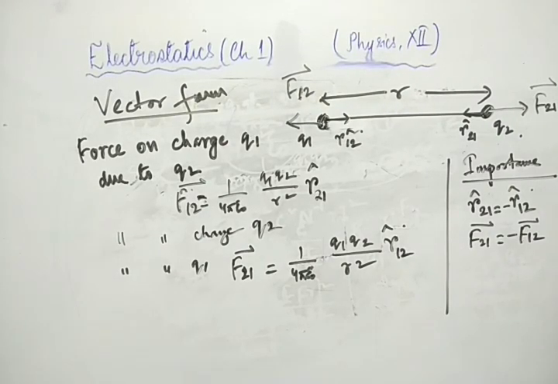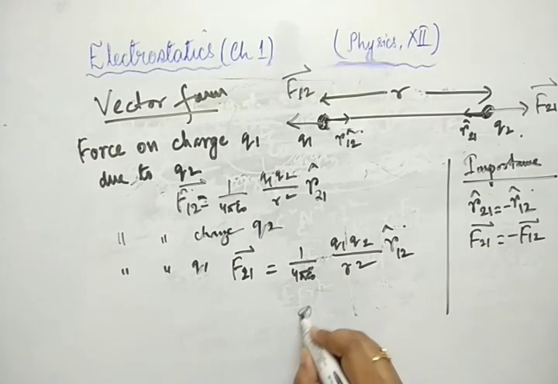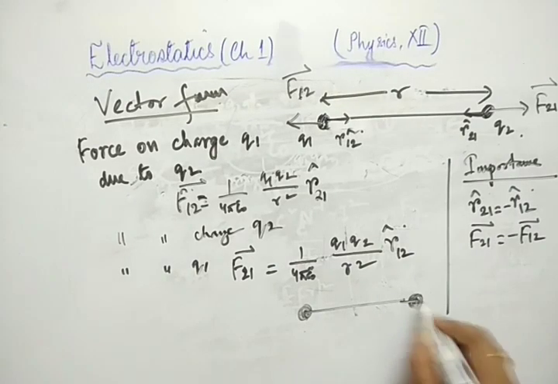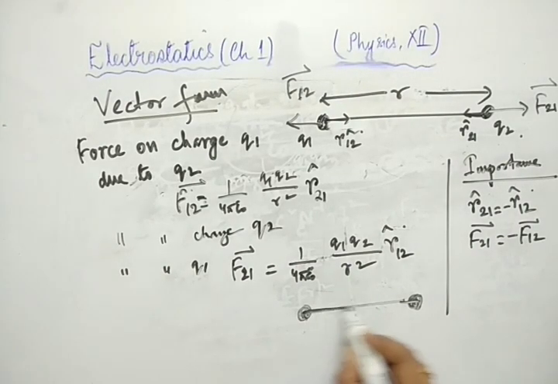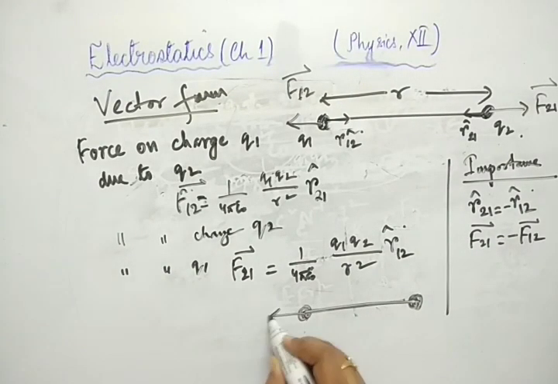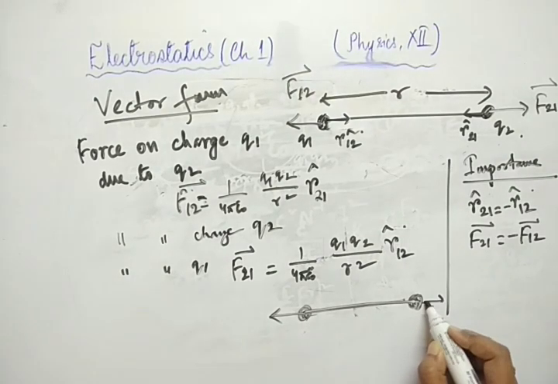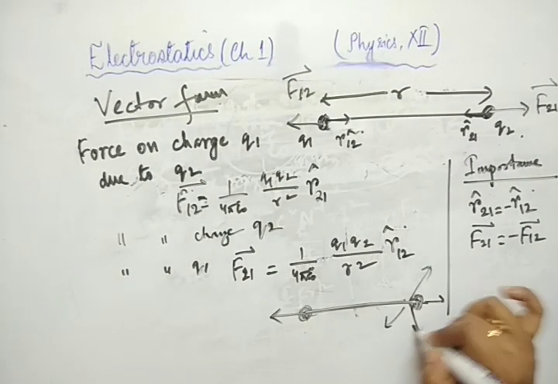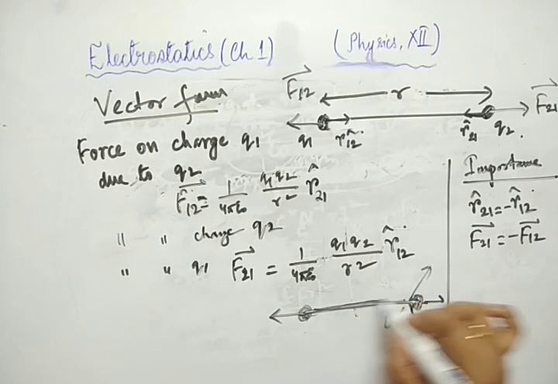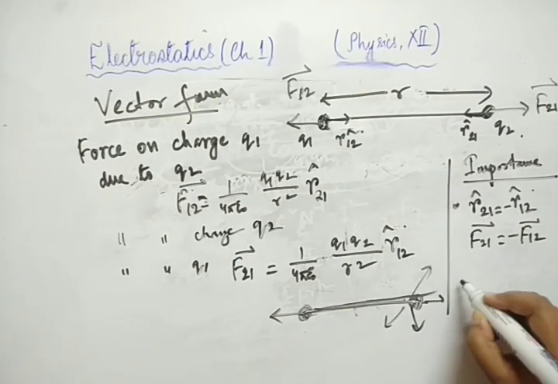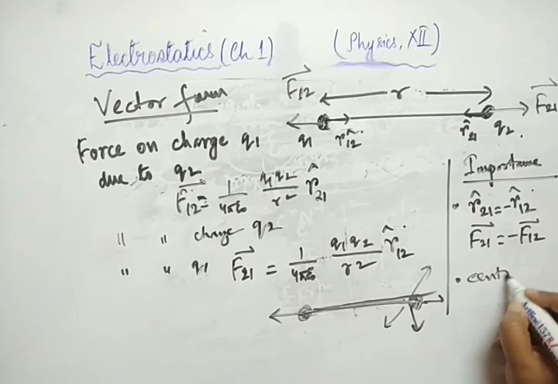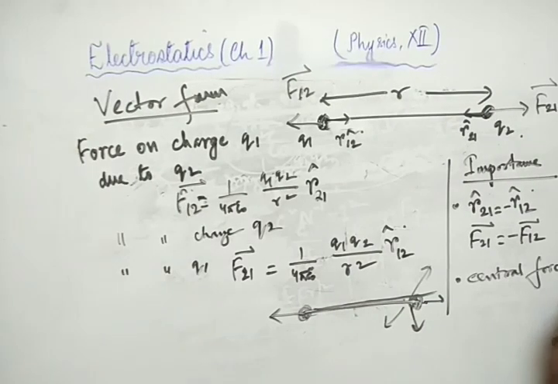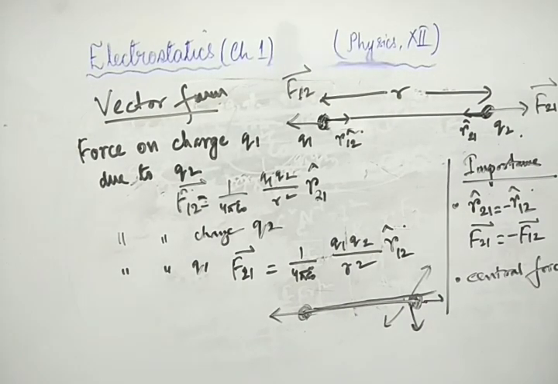Another thing you have to remember: these two forces are always acting along the line joining the charges. It is not acting along this direction or this direction. It is acting along the line joining the centers. So electrostatic force is a central force. So this was all about Coulomb's law.